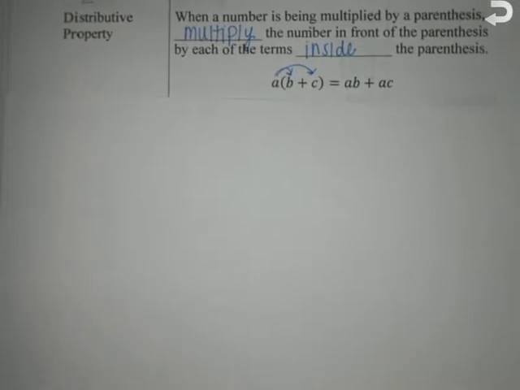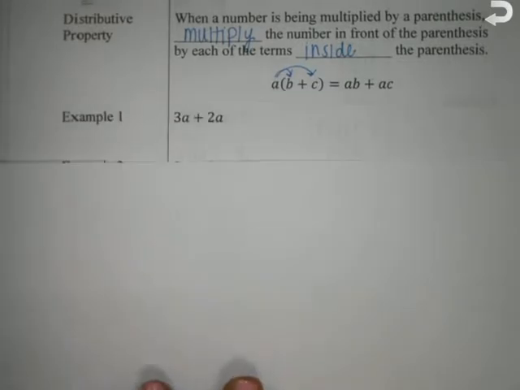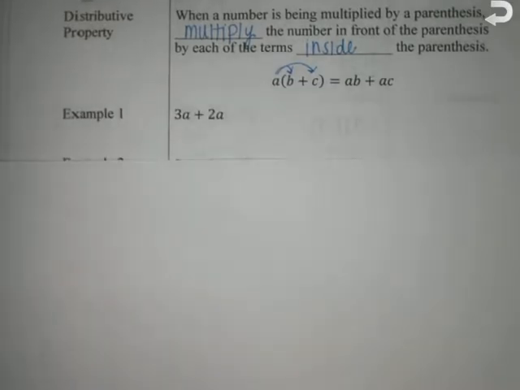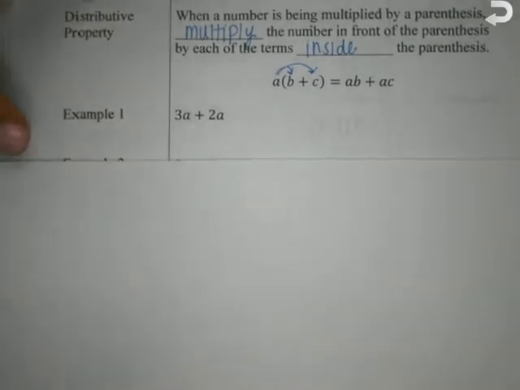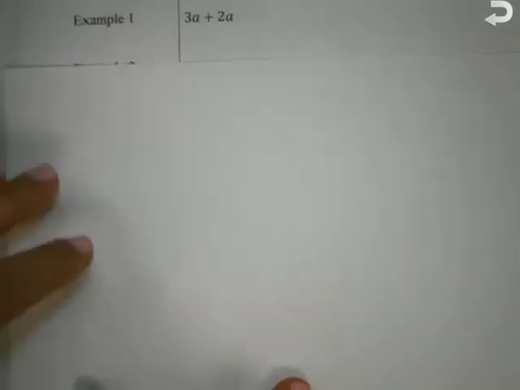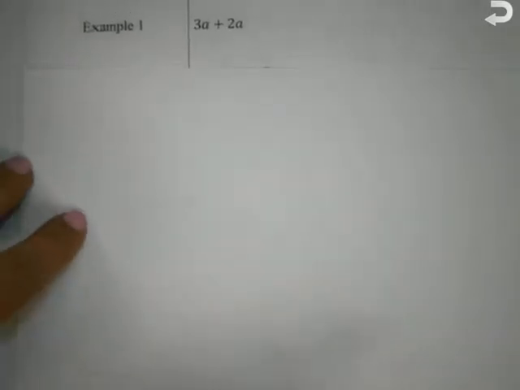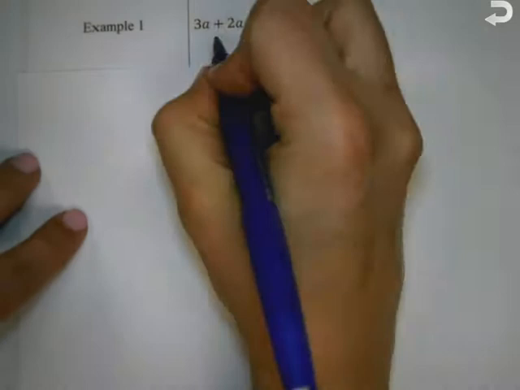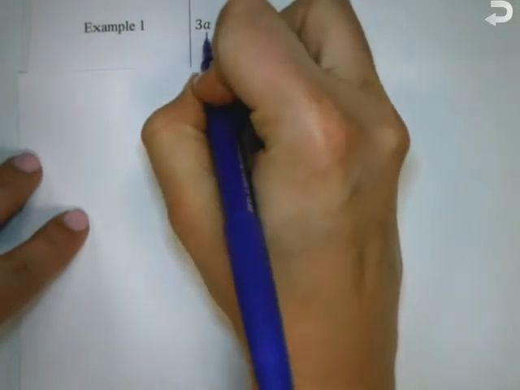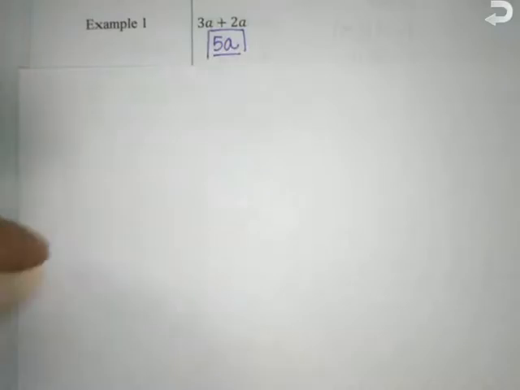Okay? So, example 1. 3A plus 2A. Are these like terms? Yes, they are. What is 3A plus 2A? 5A. Easy so far?